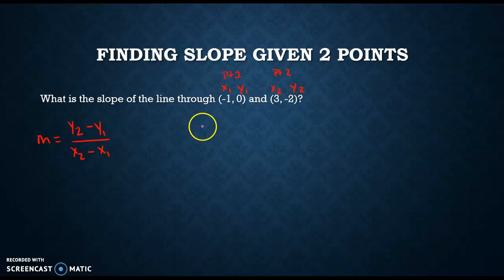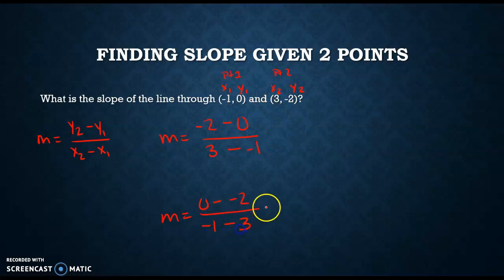I'm going to set this up in the order it tells me here. So m will equal y2, which is -2, minus y1, which is 0, over x2, which is 3, minus x1, which is -1. So that's one way I can set it up. I could also set it up 0 minus -2, so it'd be y minus y over -1 minus 3. Either one of these I can do.